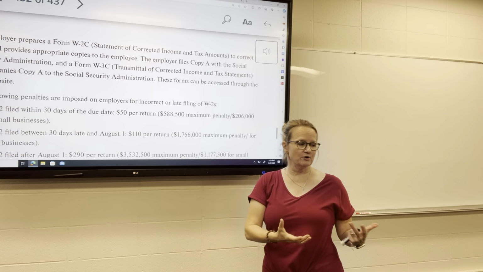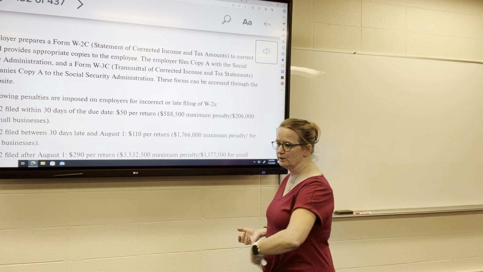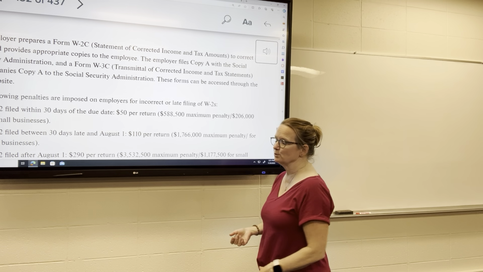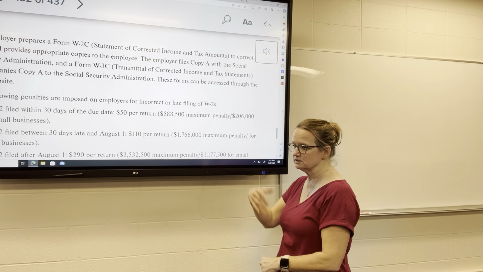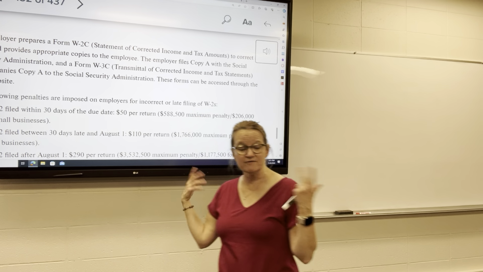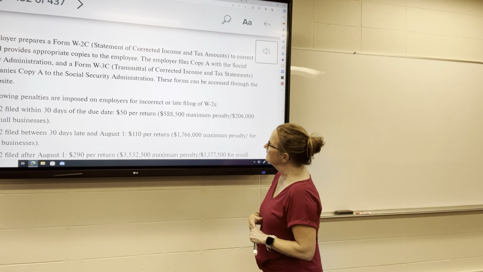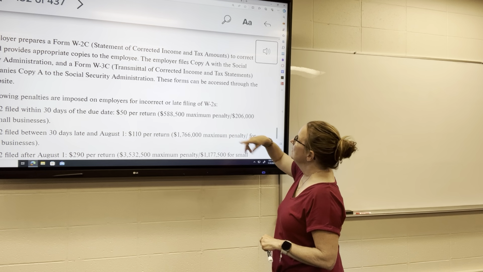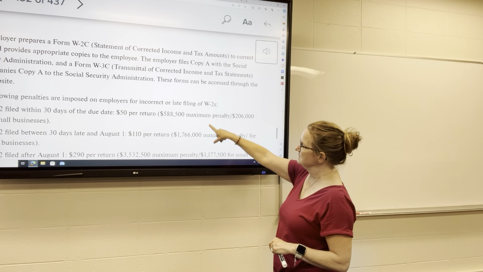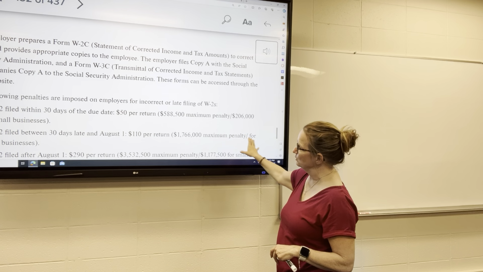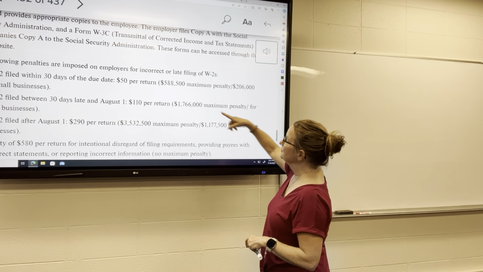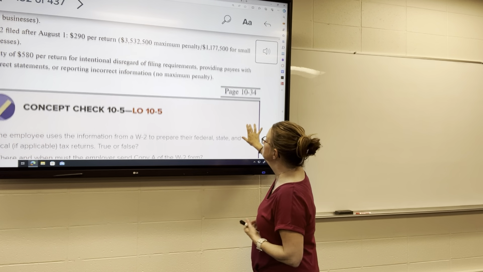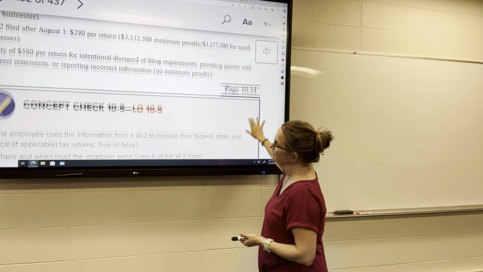So you've got several copies of the W-2s. You give at least one to the employee. Actually, usually you give 3 copies to the employee, and then you send a copy off to the IRS. You send a copy off to the Social Security Administration, so everybody knows how much everybody is making. The deadlines for sending those to the IRS and the Social Security Administration are different from the deadlines for giving them to employees. But there are penalties if they are filed late, and you can see they're not small penalties.